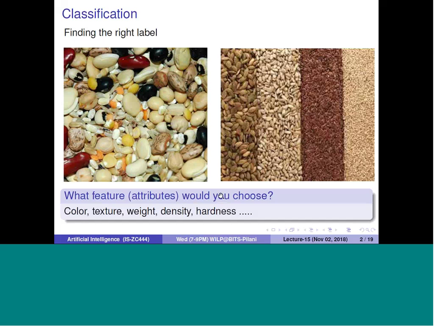In one class we are going to give a name, in another class we are going to give another name. So you should understand these terms: what we call the feature, what is the target class, and what is the label. So you understand these things.